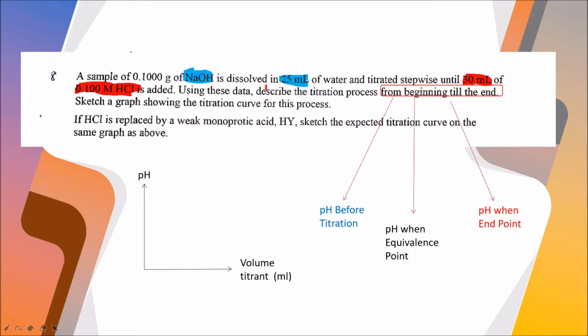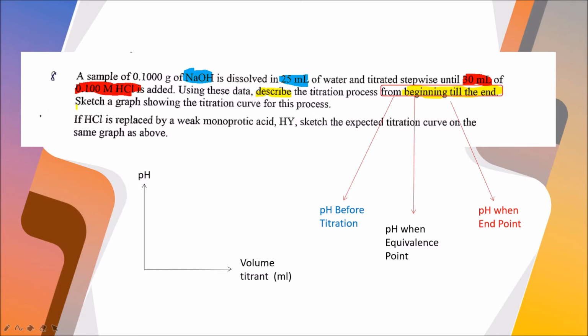And then the question asks us to describe the titration process. The question uses the word describe. That means we need to explain the titration process in detail, and the keywords beginning till the end tell us that the question is split into three conditions. This is pH before titration, pH at equivalence point, and pH at end point.